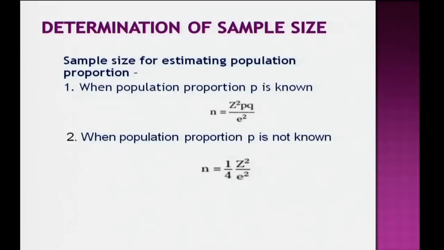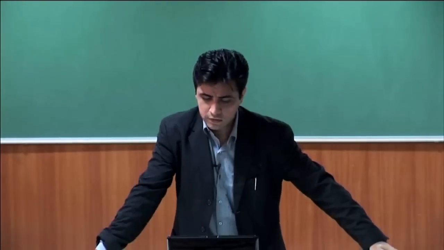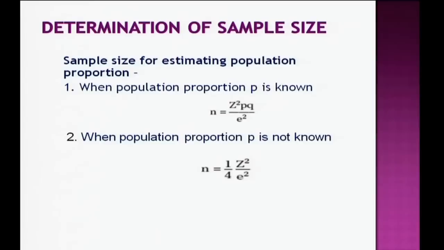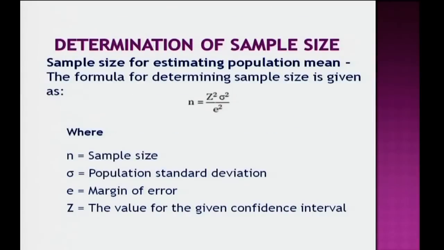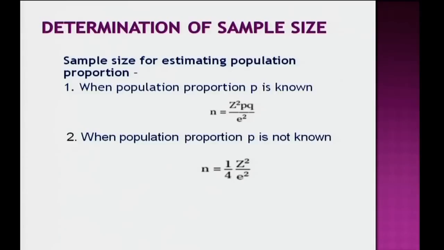Hence we can use P and Q here to get the sample size. And in case even proportion information is not given, then we will assume that P is half as well as Q becomes half. Then the sample size formula would become 1 by 4 z square by E square. So, we have discussed in total 3 formulas. This is for population mean and another is for population proportion.